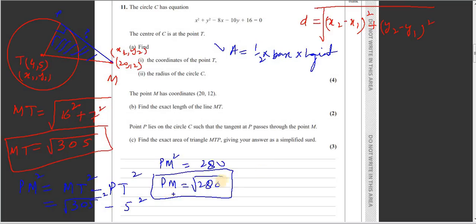And now what about the area? Area is equal to half into base, and base is 5 times height. Height is root 280, half into 5. This 280 can be written as, 4 times 7 is 28, so you can write this 280 as 4 times 70.